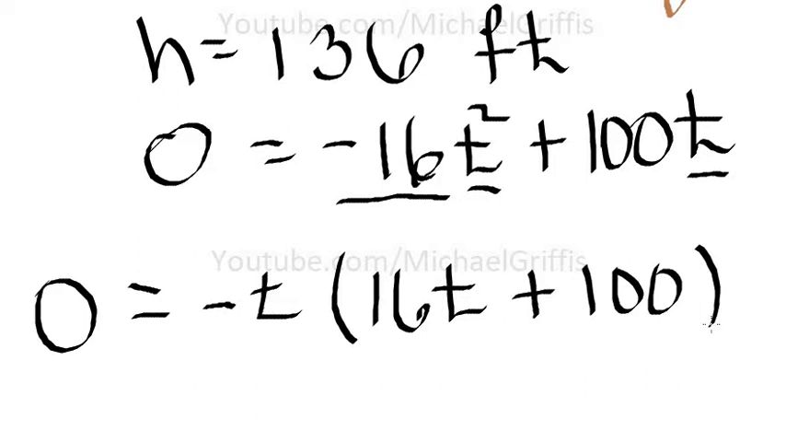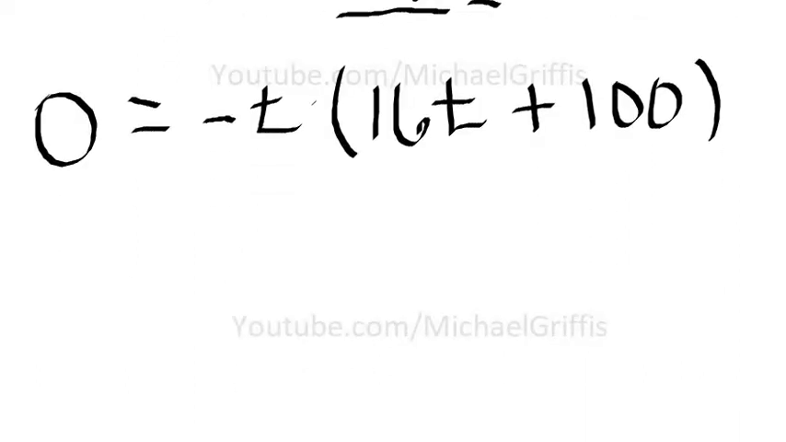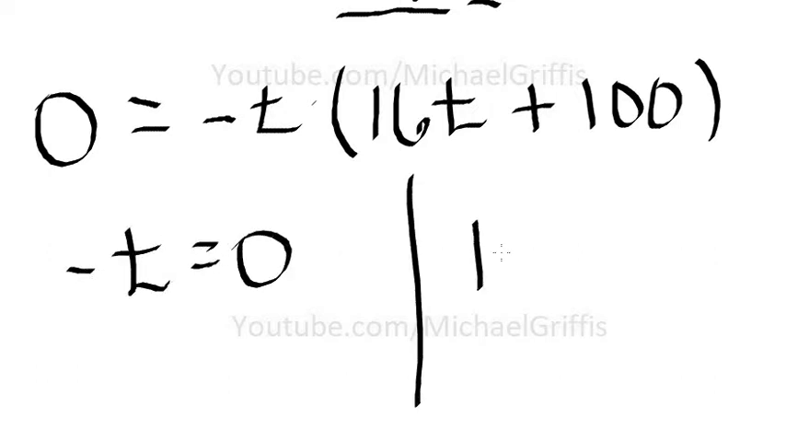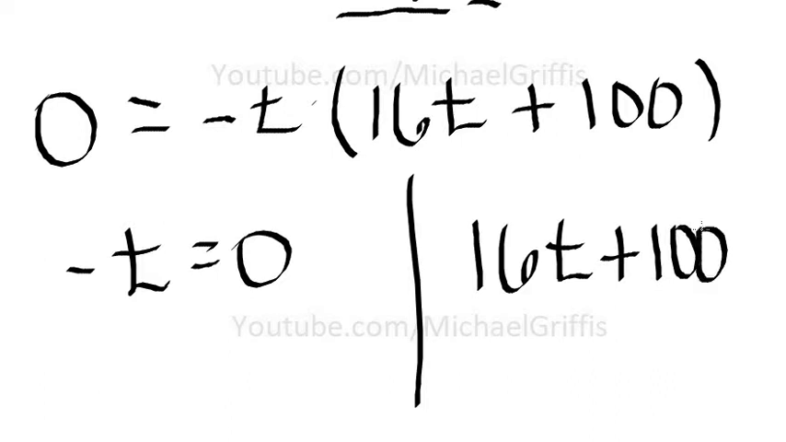Okay, so here's our 2 factors. We're going to set them both equal to 0. So we have negative t. We'll set that factor equal to 0. And then we'll set the 16t plus 100 equal to 0. And then we'll solve for t in both of these.